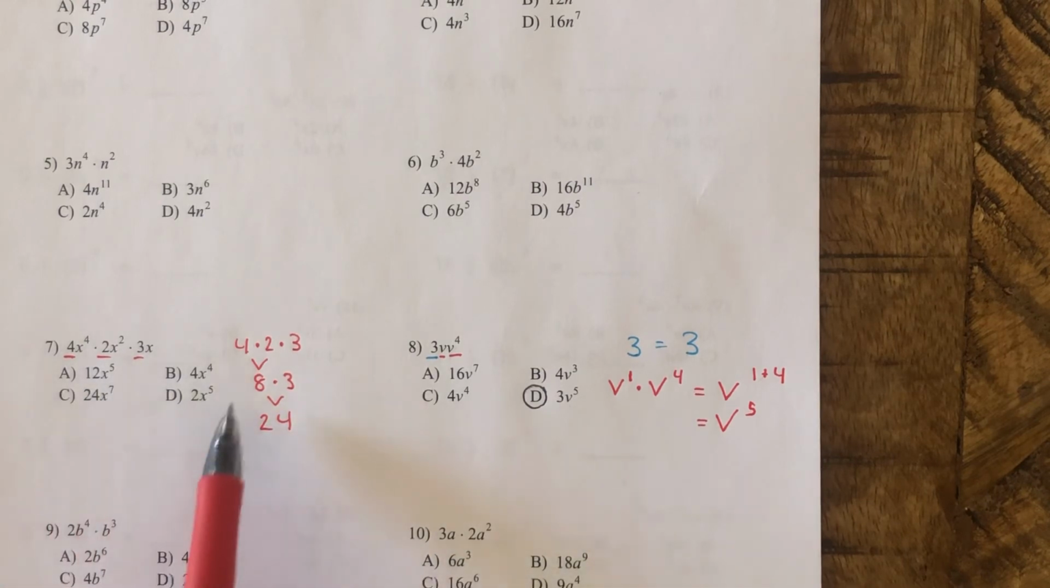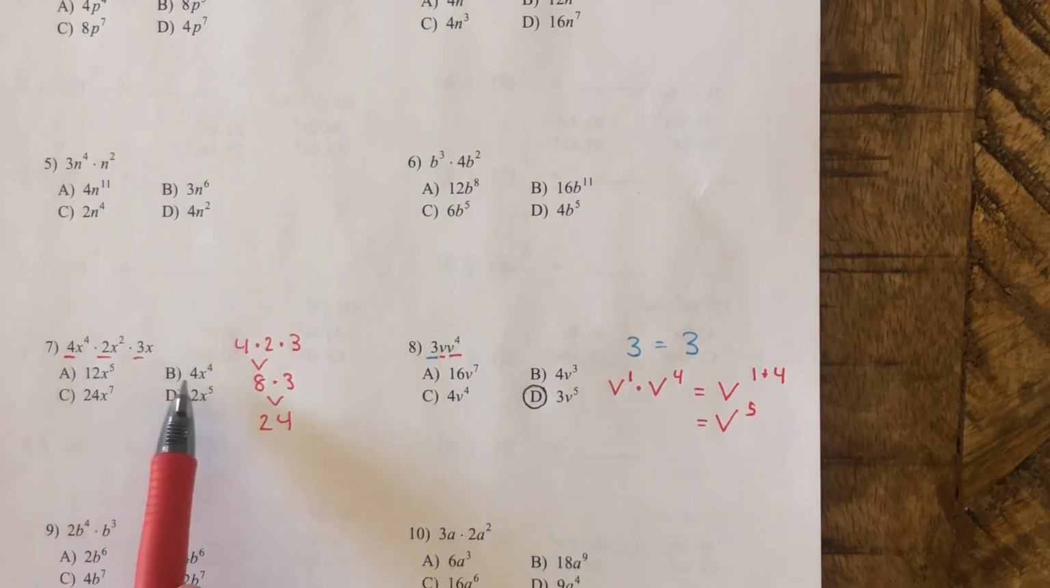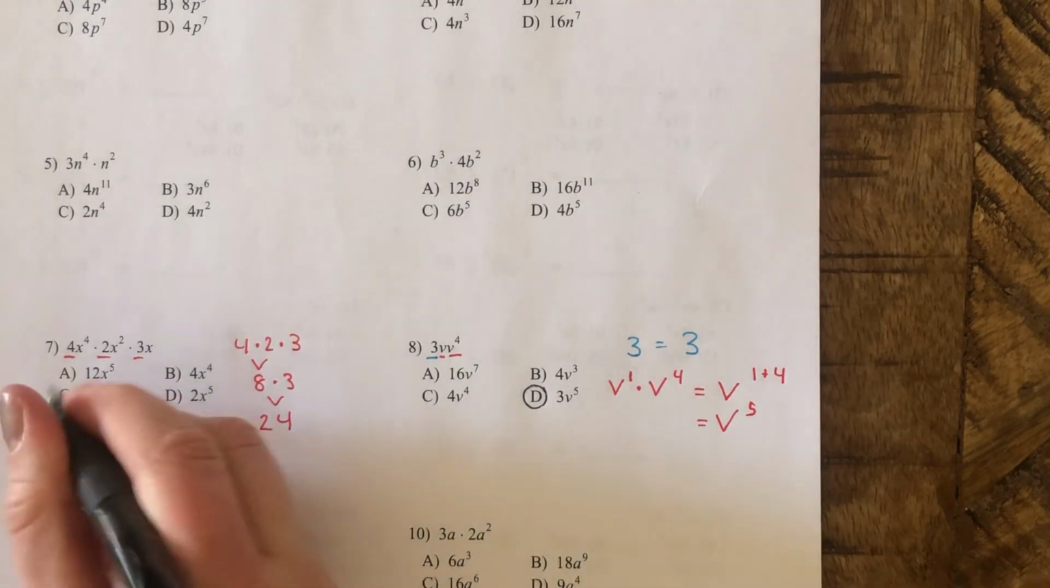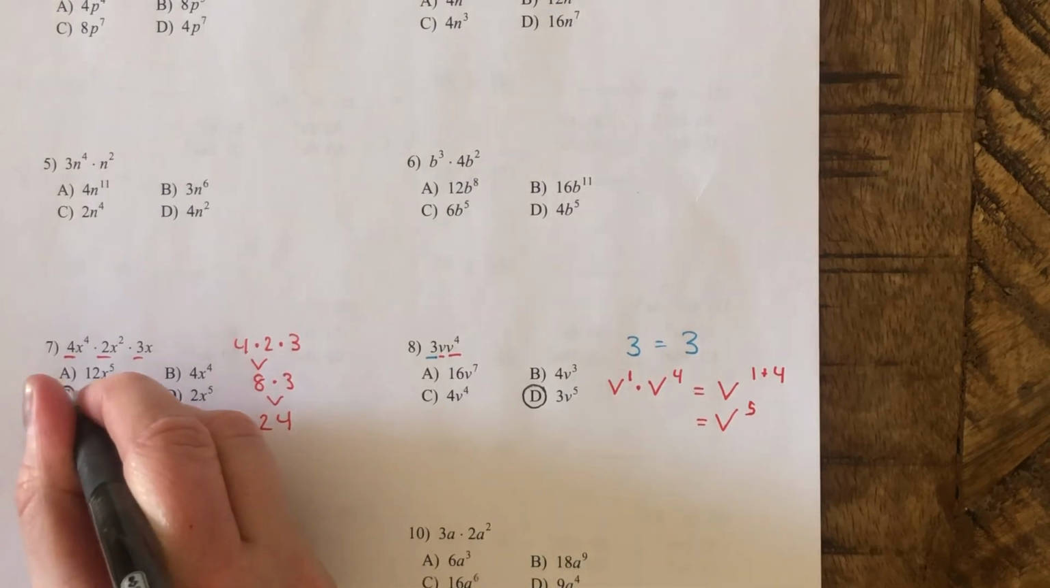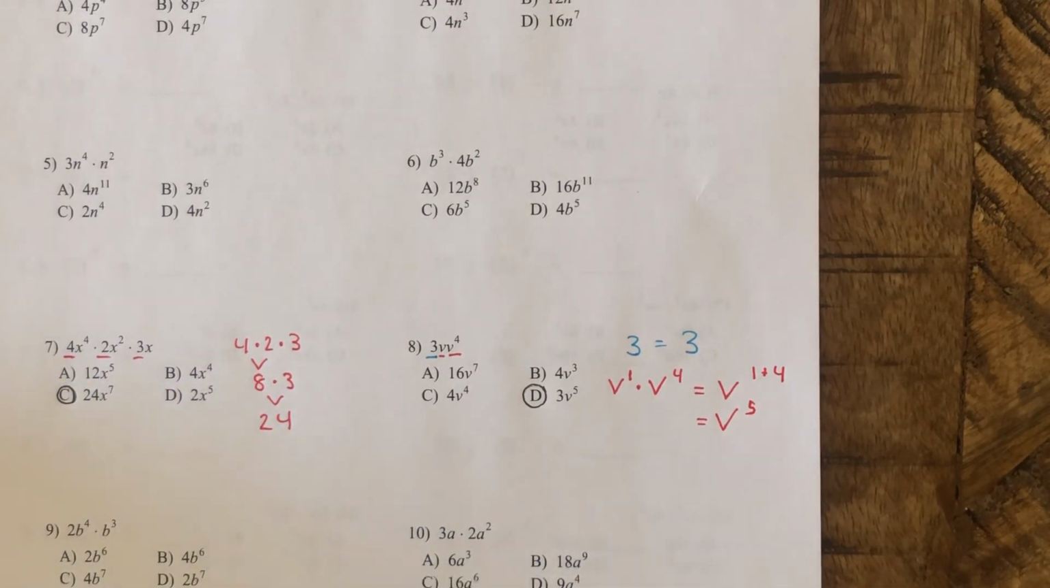Once again, if I look at my answer options, which is 12, 4, 24, and 2, I now know that the only answer option is C, just because of the number. But let's go ahead and take a look at our exponents.